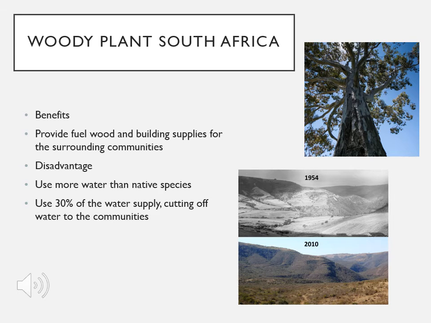The woody plant is a plant that can be found in South Africa, although it's not native to the area. This plant has a fair share of benefits and disadvantages. Some of the benefits include an ample amount of wood for fire and for the building of shelters for the communities nearby. But its disadvantages are far greater. This plant needs far more water than species native to the area. In fact, it uses about 30% of the water supply, therefore reducing the amount of water the surrounding communities have access to. In the illustration, you could see how over the years these trees have taken over the land in South Africa, therefore causing the need for programs such as Working for Water, who remove the woody plants to try to help the surrounding communities regain access to more water.